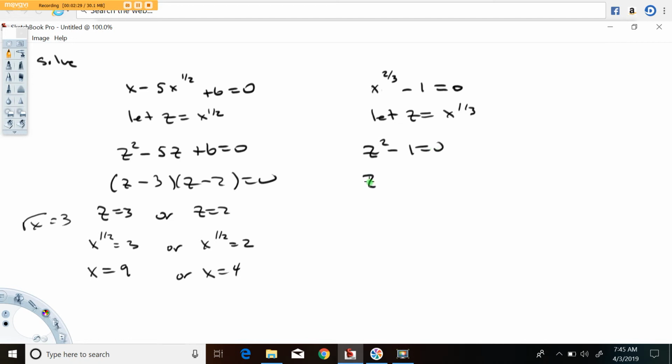Then this is easily solvable for z. So we're going to have z squared equals 1, so z equals plus or minus 1. Now we've got to take our two solutions and go back through our substitution. So one possibility is that x to the 1/3 equals 1. Cubing both sides, you get x equals 1. The other possibility is that x to the 1/3 equals minus 1. Cubing both sides, we get x equals minus 1.